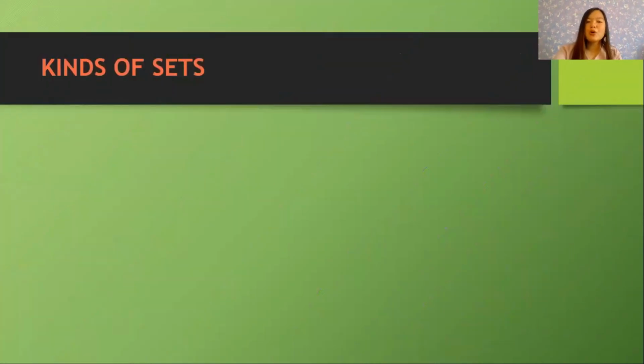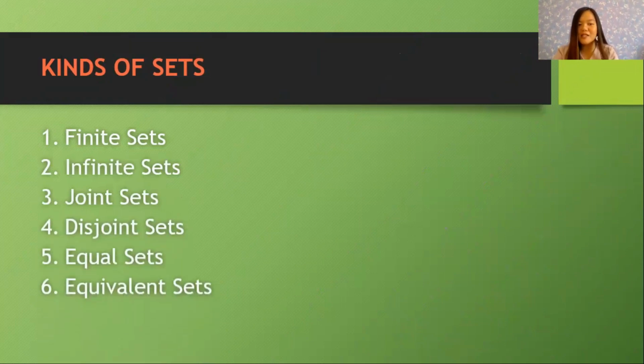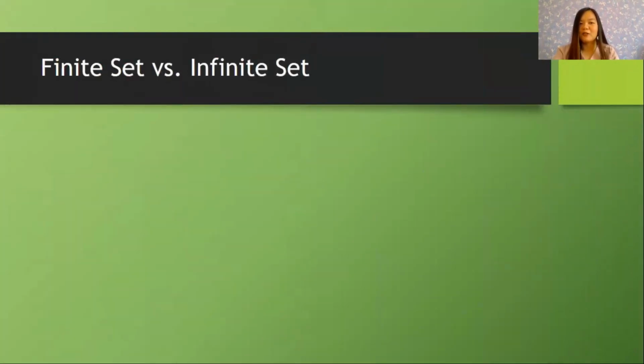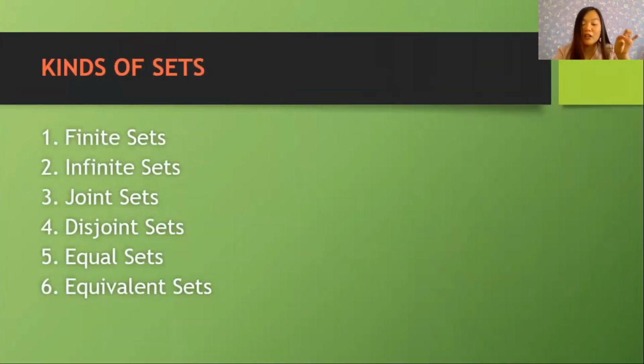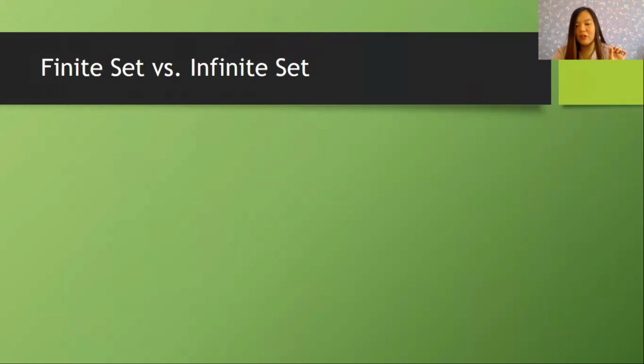Okay. So, let's have the different kinds of sets. We have the finite sets, infinite sets, joint sets, disjoint sets, equal sets, and equivalent sets. We compare 1 and 2, then compare 3 and 4, and compare 5 and 6. So, what is a finite set compared to an infinite set?